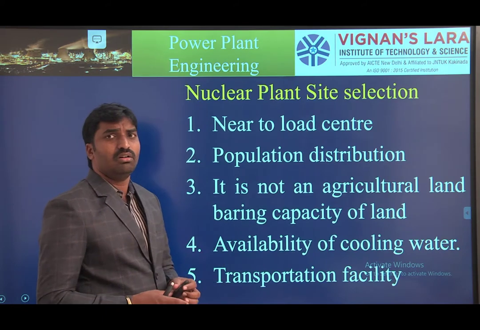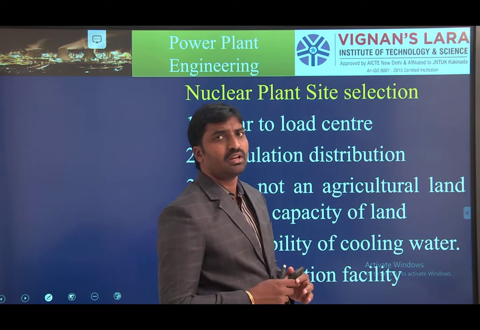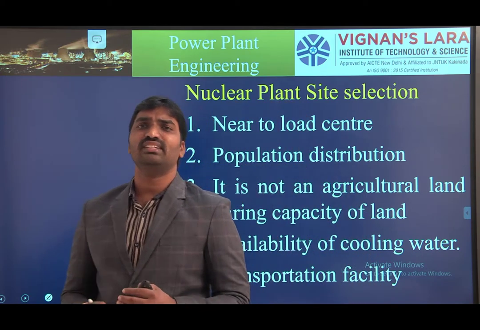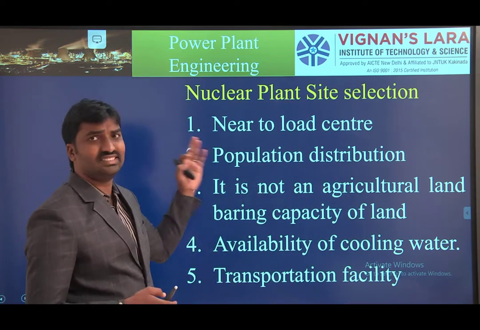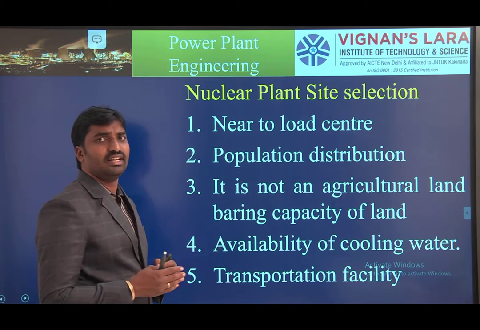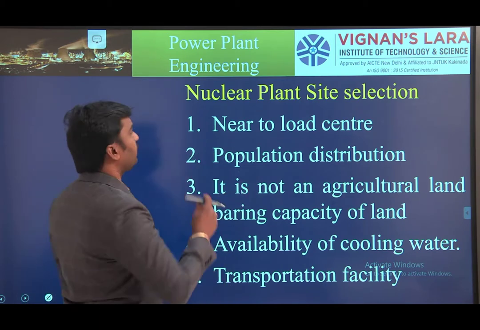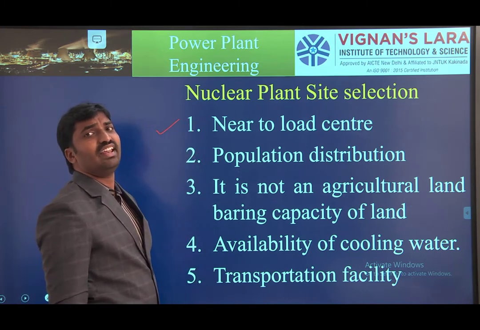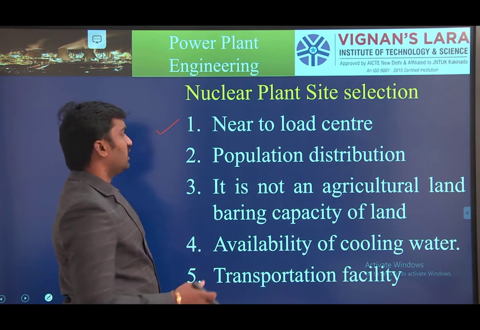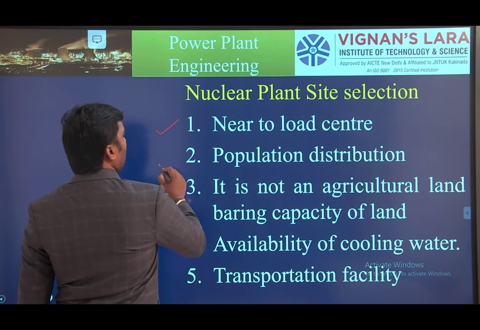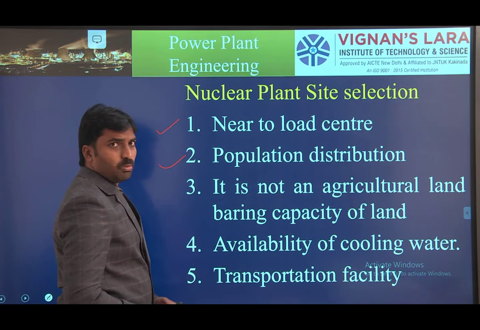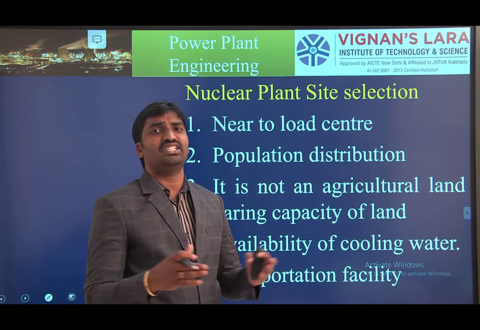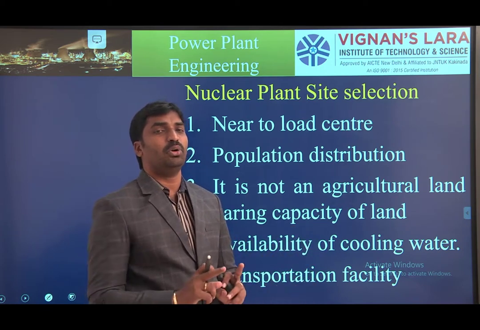And what about the site selection for a nuclear power plant? For selecting a nuclear power plant site, the first thing is to check whether the load center is nearby or not. If the load center is far away from the power station, the transmission losses are very high. So that's why we always construct nearer to the load center. And population distribution, so that the generated power can be distributed based on the requirement.